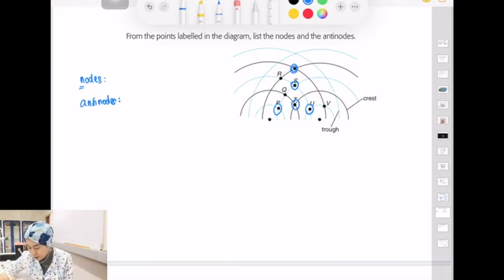So these are all the constructive points. Yeah, okay. And then the nodes will be the destructive. So there will be this, this, and this. Okay, QRV. Yeah, that's it.